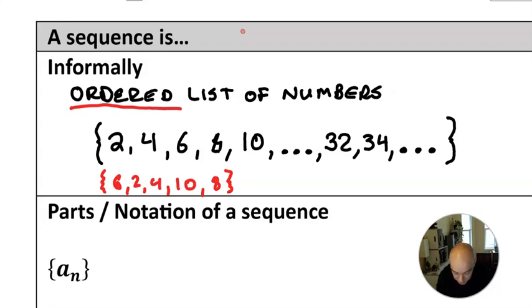The sequence 6, 2, 4, 10, 8, for example, is not the same as the sequence we listed above, even though if they were sets of numbers mathematically, we would consider those, at least the first 5 numbers, to be the same set of numbers. The sequences are different depending on the order.